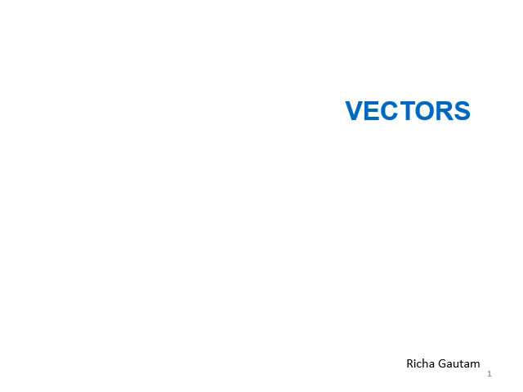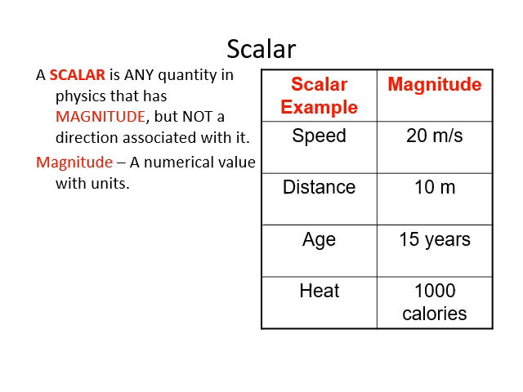Hello everyone. So today we'll study chapter 3, and this chapter is about vectors. So we'll study the vector quantities and their properties in this chapter. Before vectors, let's first study scalars. A scalar is any quantity in physics which has magnitude but no direction associated with it.